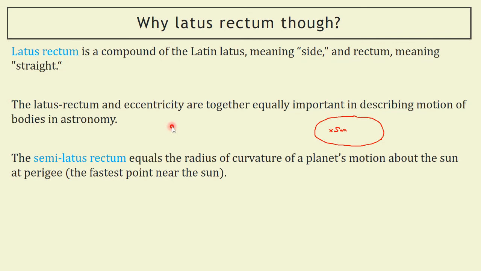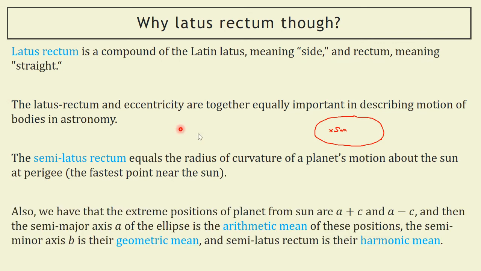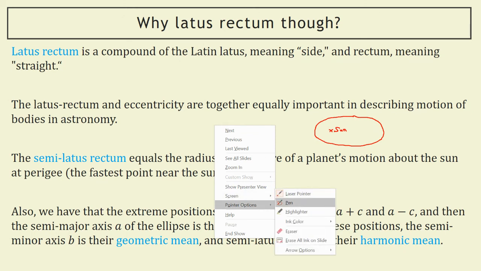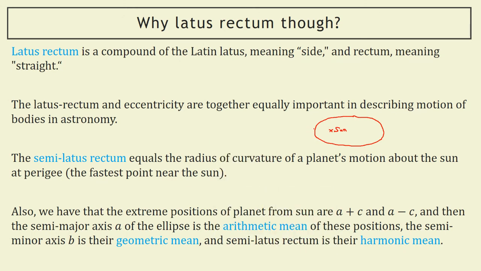What else? Well, if we think about the extreme positions of the planet from the sun, we've got this position here, the closest position, and then the position that's furthest away. If I put in my coordinate system and make that the origin, this distance from here to here is the focal distance. So we could call that C.